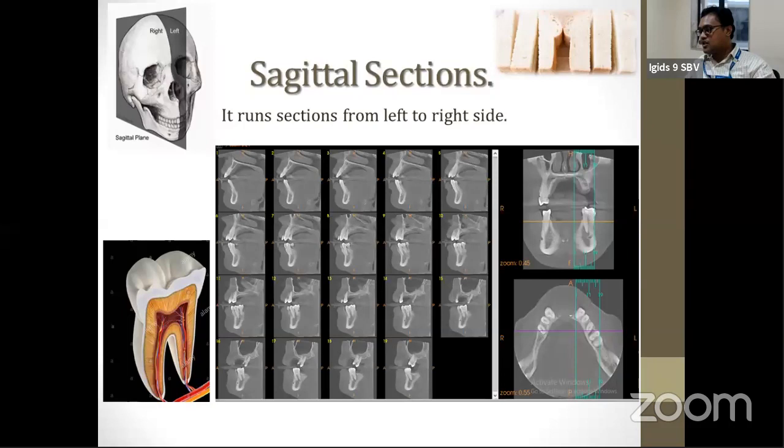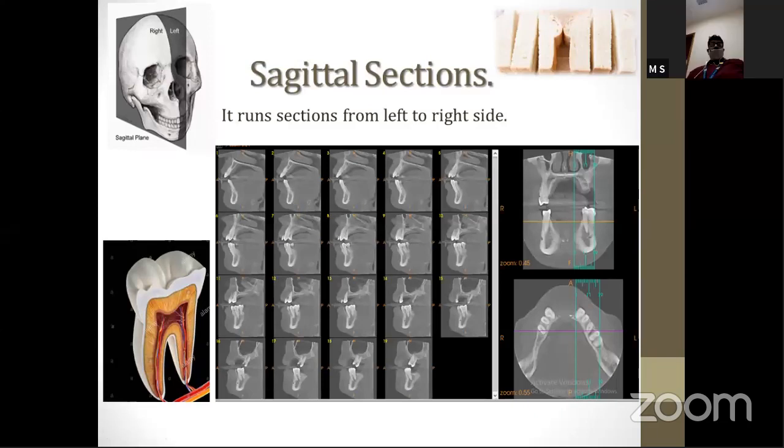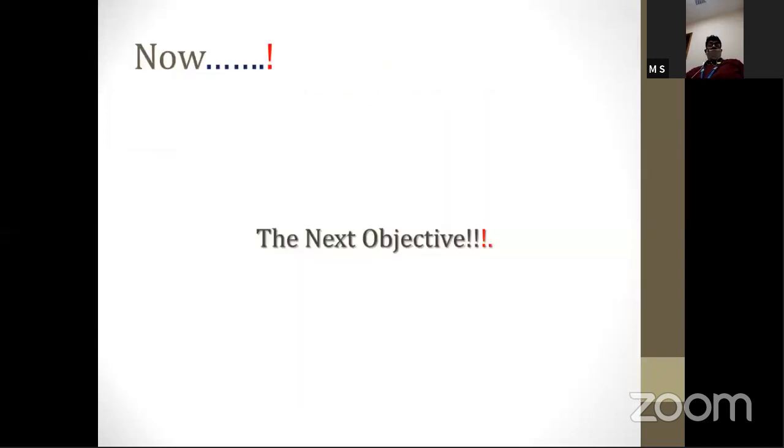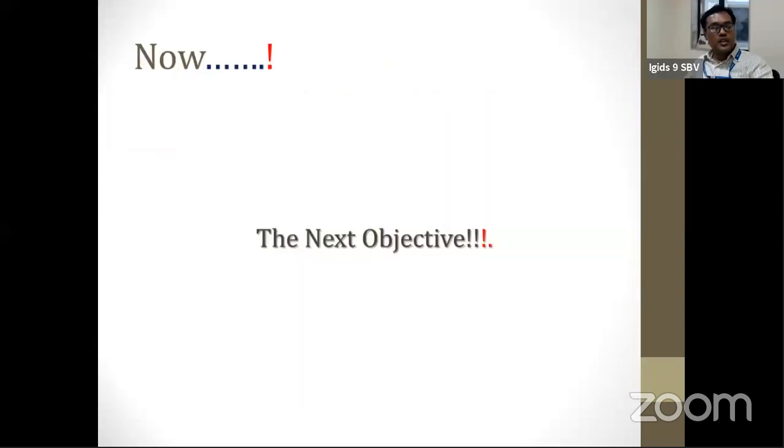The thickness of each section also can be predetermined. However, even if you are working live with the software, you can determine the thickness of your section. So that's the sagittal section. That was our primary objective. I hope all of us are clear, or you're oriented to looking into your CBCT. Now looking at the sections, I think you should not fear anymore.